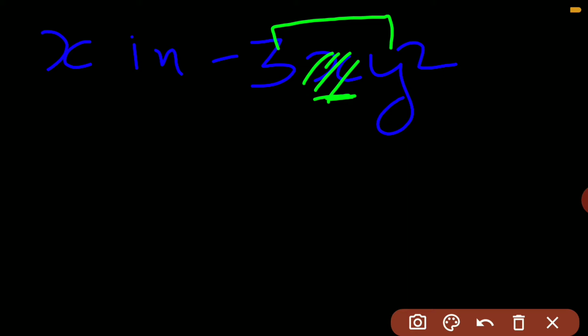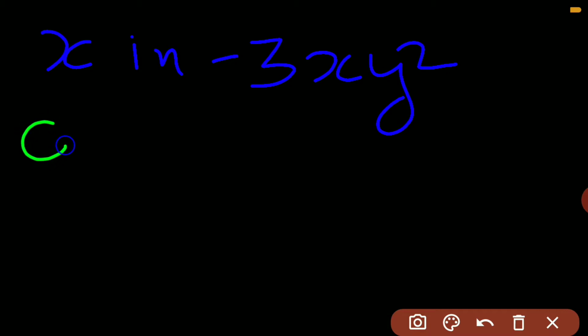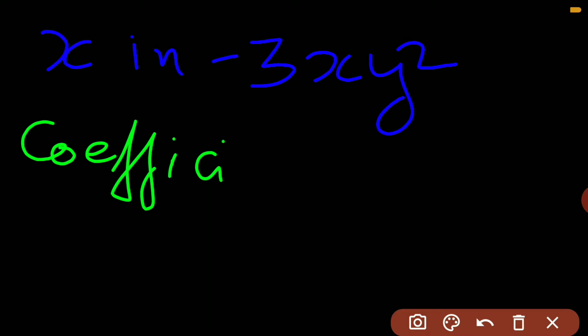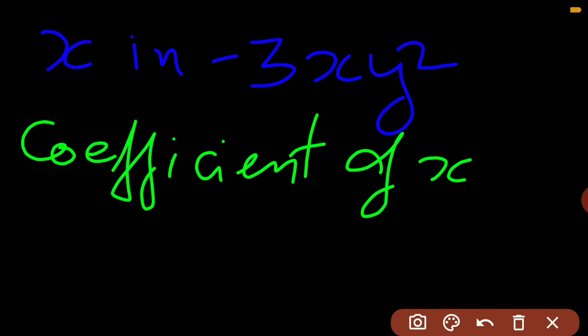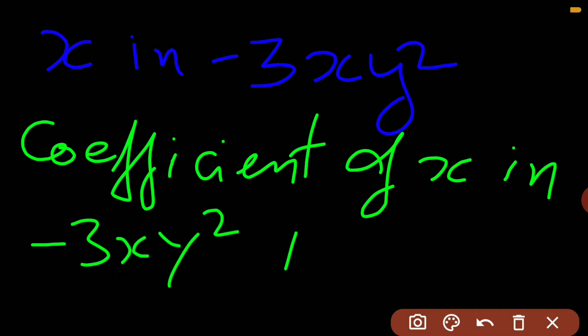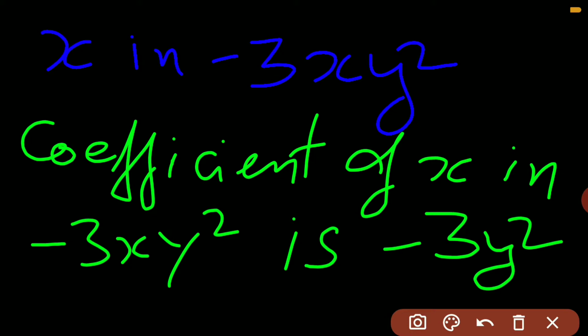So let us try to solve this. You can write coefficient of x in minus 3xy square is how much? Minus 3y square, right? So minus 3y square is the answer. That's how we are supposed to do number 8.1.